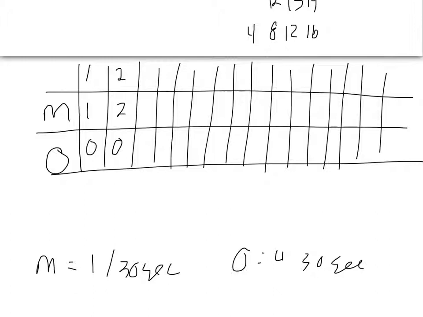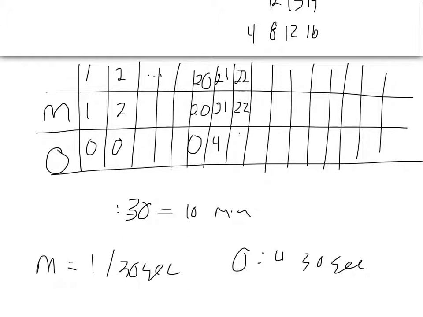So how many 30-second segments are in 10 minutes? Well, 2 of these would be 1 minute, so that'd be 20. So we can extrapolate this down to the point where we have 20. The media printer will have 20 pages printed, while the office will have 0. So now, if we go to the 21st 30-second segment, we'll have 21, and this will have 4. At the end of the 22nd 30-second segment, we're going to have 22, and we'll have 8. At the end of the 23rd segment, we'll have 23 and 12, and this pattern keeps going.